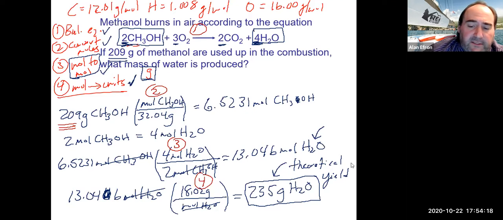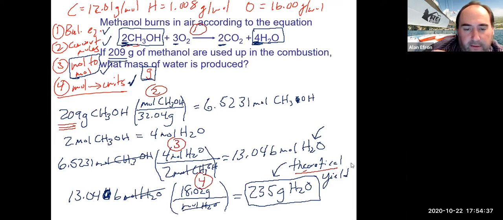So just from the equation itself, this is called the theoretical yield. If in theory we put in there 209 grams of this methanol, everything went perfect, nothing bad happened, no side reactions, 100% of the reaction was completed, we should in theory get 235 grams.